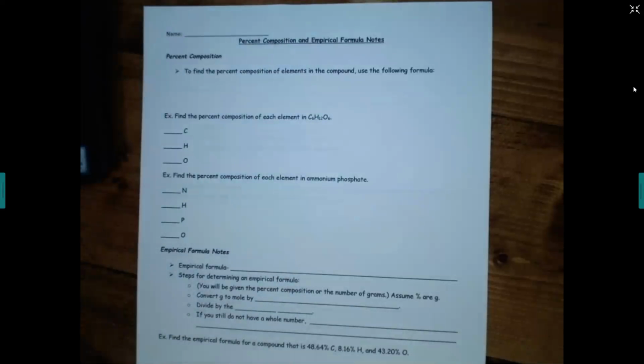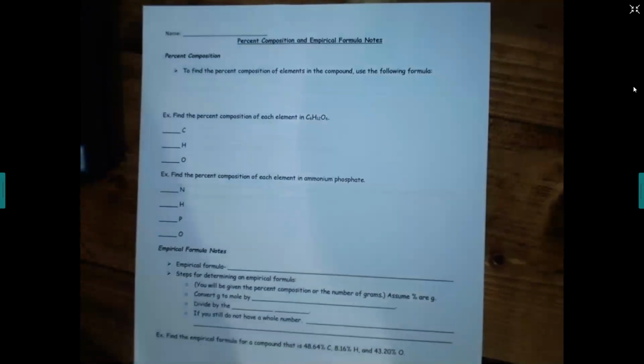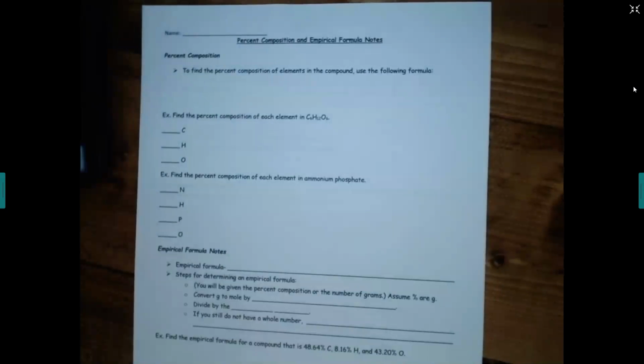Hey guys, today we are going to learn about percent composition. So some things you should have in front of you right now. We are in our chapter 7 packet. We are on day 7. So you should have page 8 in front of you, which is the sheet you see on the screen right now. And this is a note sheet that we're going to be working on for the next couple of days. Another thing you need is your periodic table and a calculator.